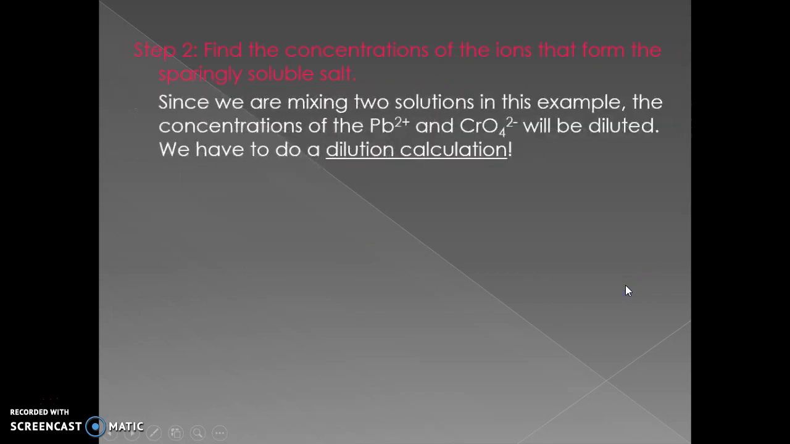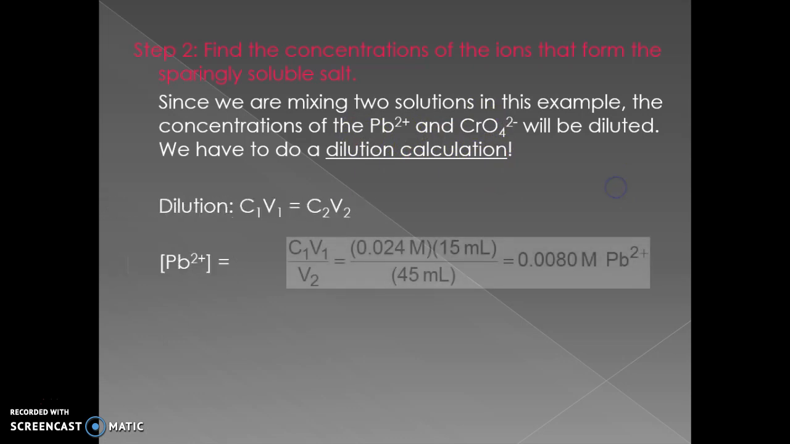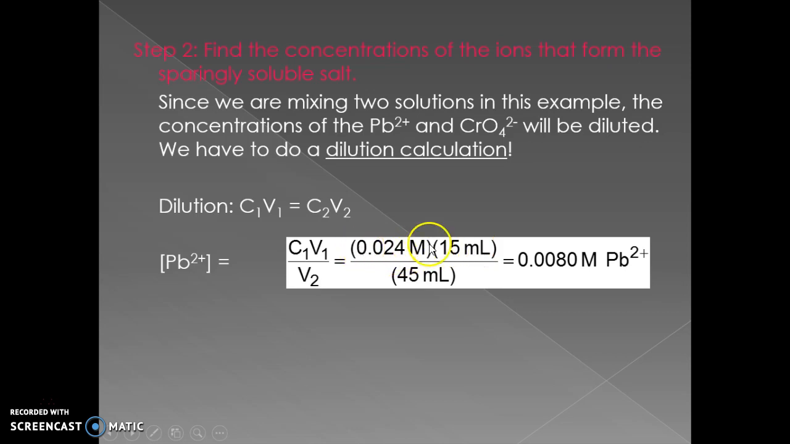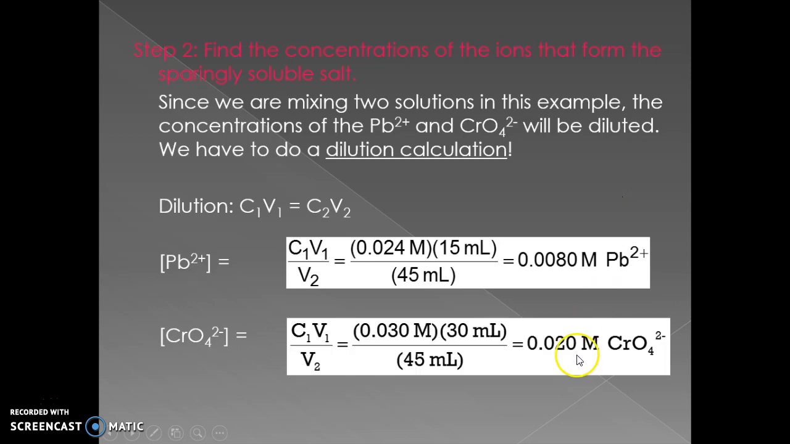Okay, so we're going to find the concentrations. Now you got to remember, we started off with a certain concentration of lead nitrate and a certain concentration of potassium chromate, but we diluted it. So to get the final concentration of the lead and the chromate ions, we have to do a dilution calculation. So for the lead, we started off with 15 mils of 0.024 molar, but we mixed it with 30 milliliters of the other solution, so a total of 45 mils. That means the lead ion concentration is 0.008, and that means that the chromate ion concentration is 0.020. So those are our equilibrium concentrations of the two ions.